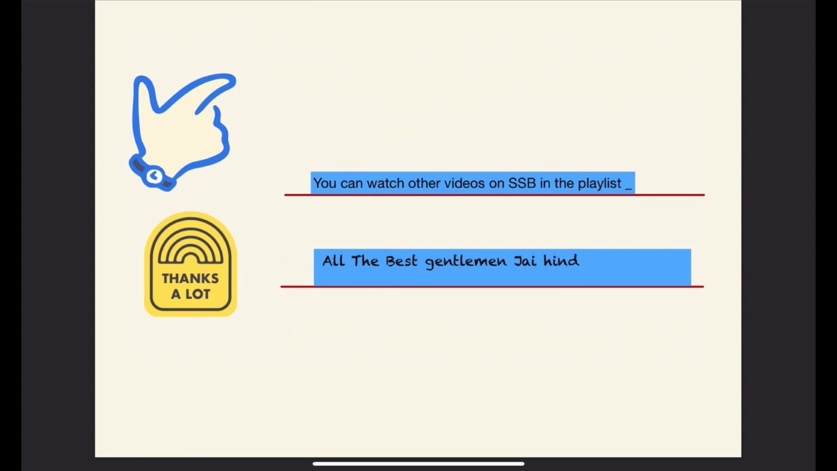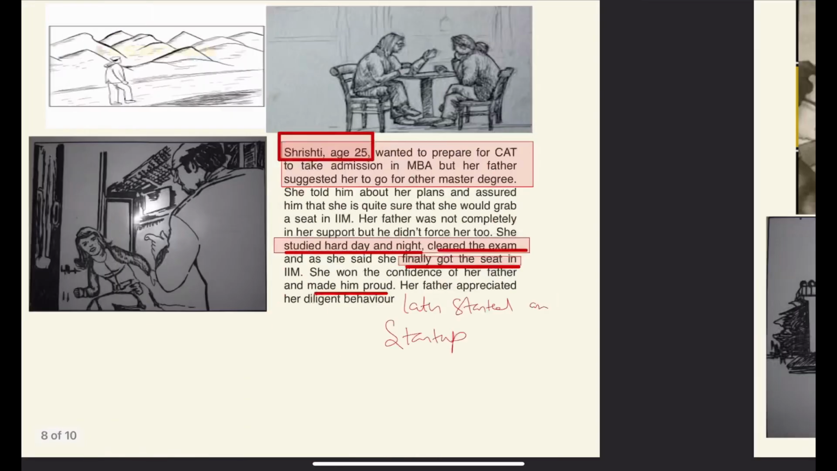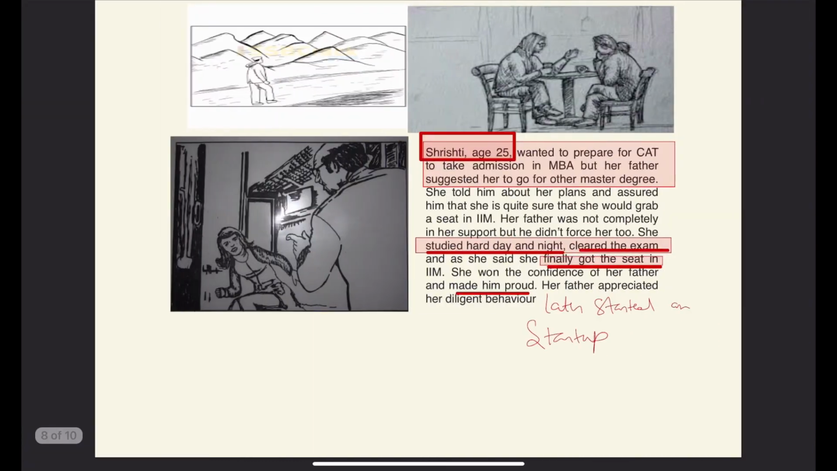So TAT, this is very simple, but it needs practice. I will share the link. You can practice the stories from there, and the stories which I didn't form here, like this one, you can just take a screenshot and try to write the story in the comment section.